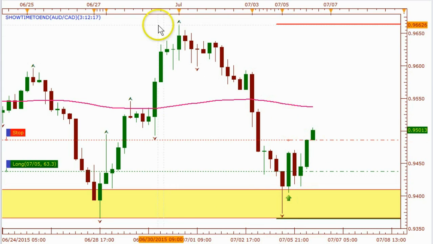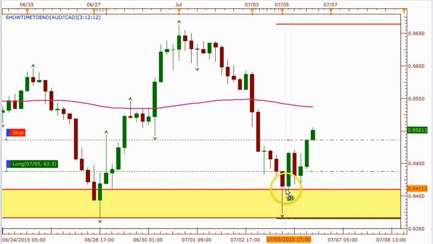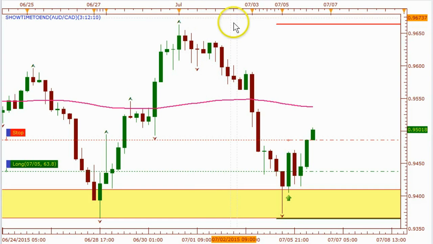Breakout traders would do the opposite. They're going to sell the support here and buy the resistance up here. But if you're trading regular support and resistance, you want to sell resistance up here and buy support down here. That's why you're looking for a reversal at these levels.